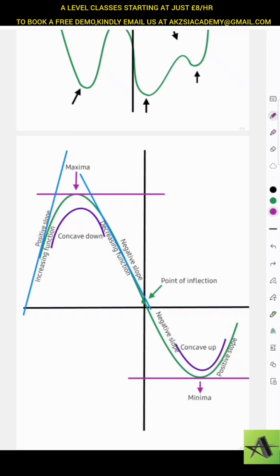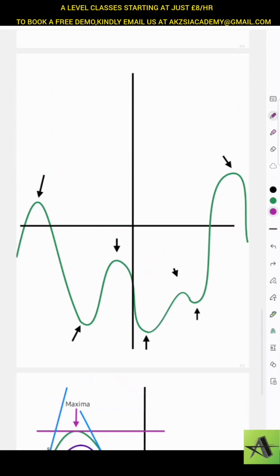Now the maxima and the minima are of two types. It's local maxima and minima or absolute maxima and minima. See this graph. There are so many peak points here. That means there are so many maxima here.